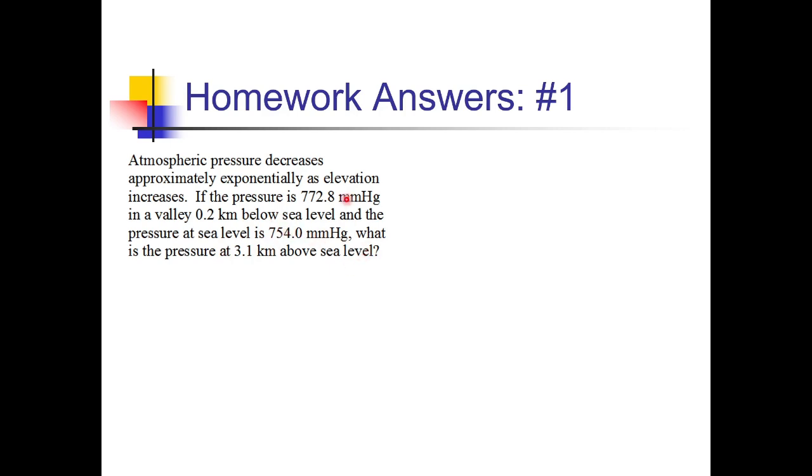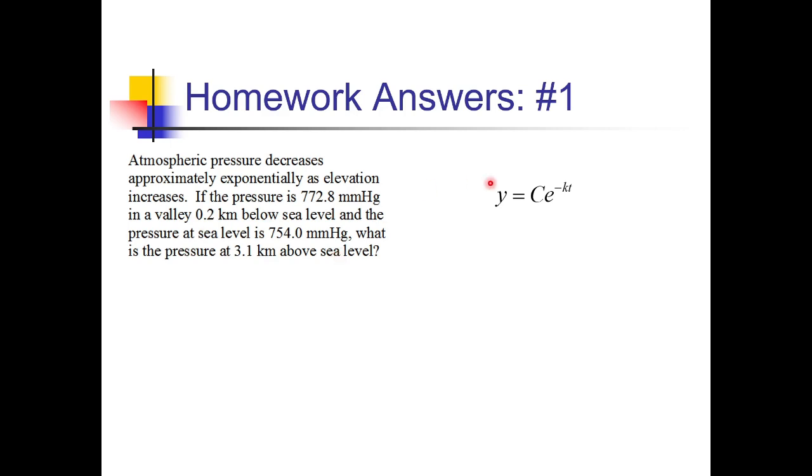All right, well, let's start with our formula. Since they're telling us pressure decreases exponentially, we're going to use our exponential decay formula, y equals Ce^(-kt). The input is elevation, the output is pressure. So in this scheme, y represents pressure, as does C, and t is going to be the elevation in this case.